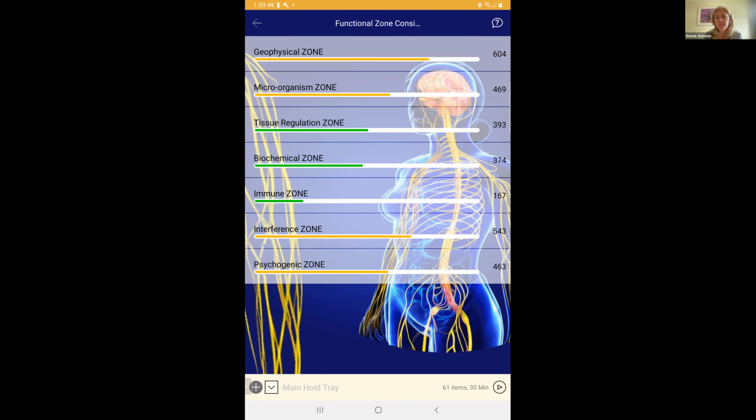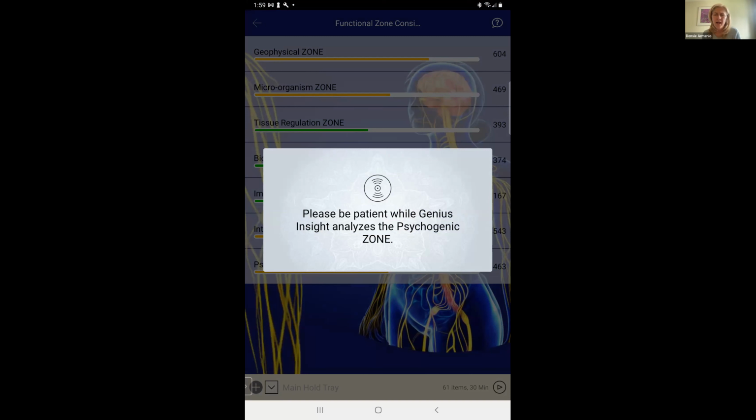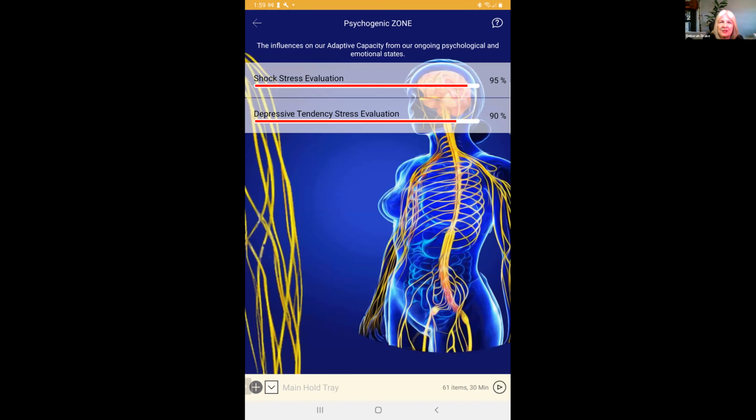So, just pick one, and then it's going to tell you what other categories could be causing it, and it gives you a percentage. I only picked the psychological zone there for a second to see what it has to say. Now, remember, psychology causes you to hold your breath. Holding your breath causes acidosis, and acidosis causes difficulty. So here we do see a nice little deep shock. Now, can I treat that from here? Yeah, you can drop those down into the main hold tray.